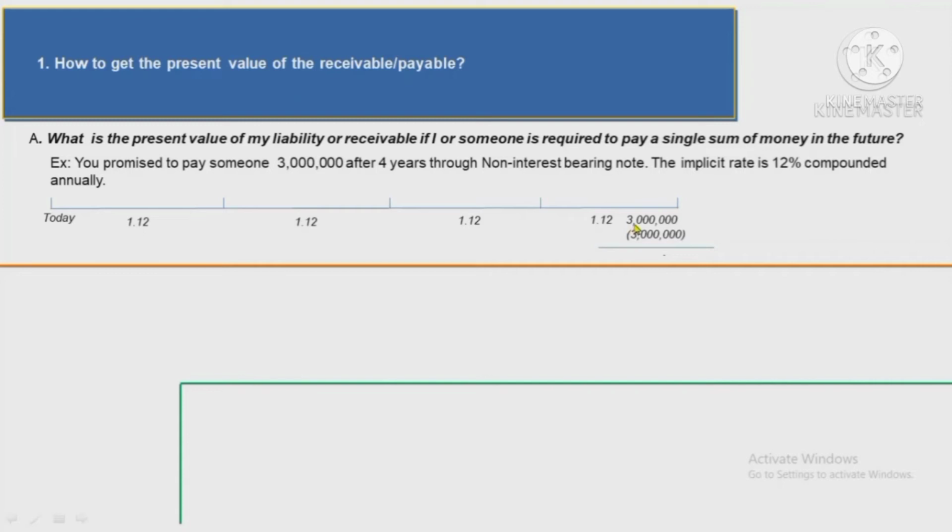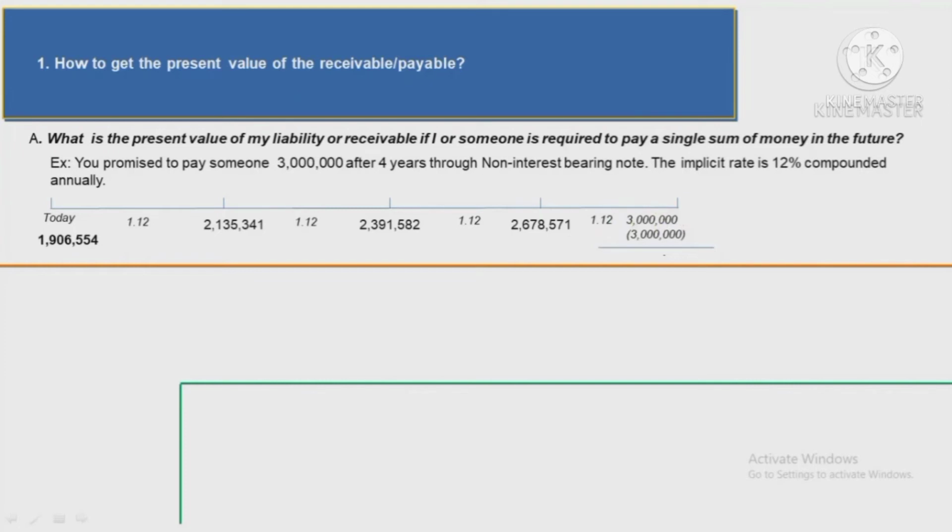And then let's work back. We're going to divide 3 million by 1.12 instead of multiplying because we are working back. So 3 million divided by 1.12, you will have 2,678,571. Divided by 1.12, we have 2,391,582. Another divide by 1.12, 2,135,341. And the last, divide it by 1.12, and you're going to get 1,906,554. So your liability is only 1,906,554. It became 3 million because the 3 million includes interest.